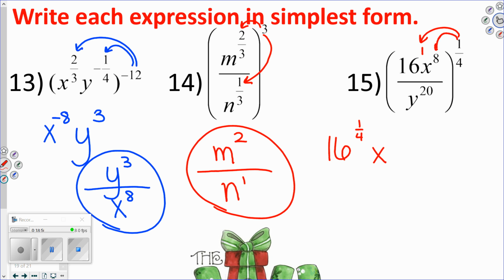Distribute here. 8 times 1/4 is going to be x squared, and it goes to the bottom as well. 20 times 1/4 is 5. So there's the first step.